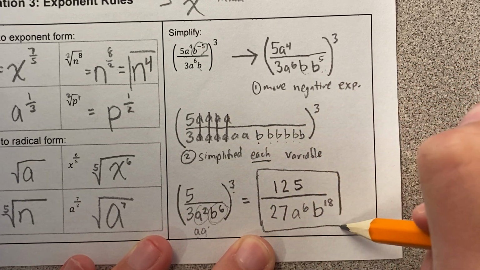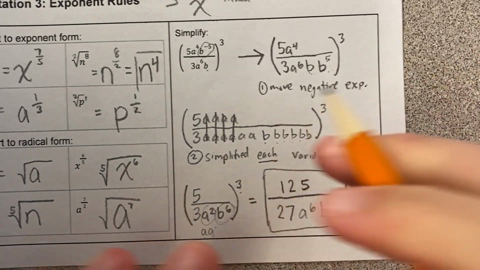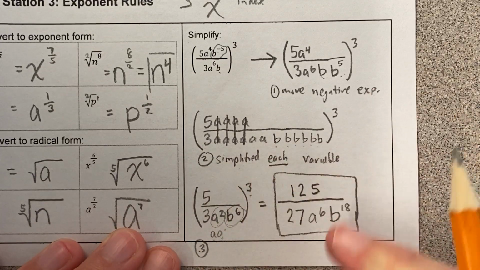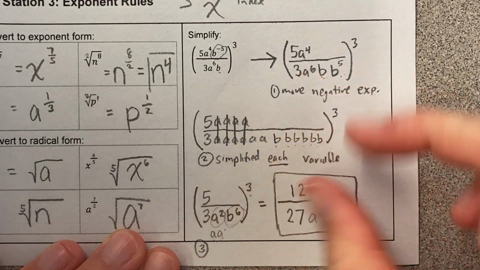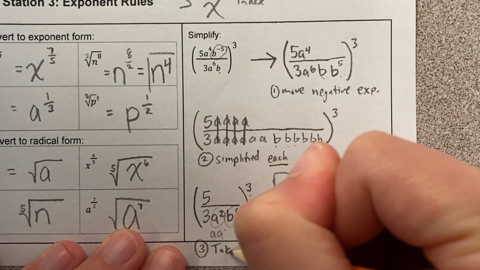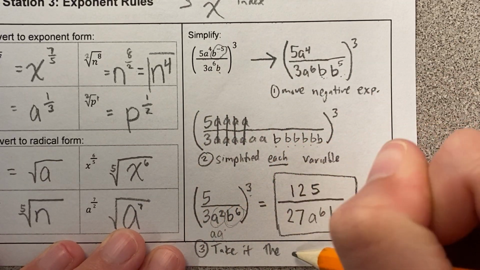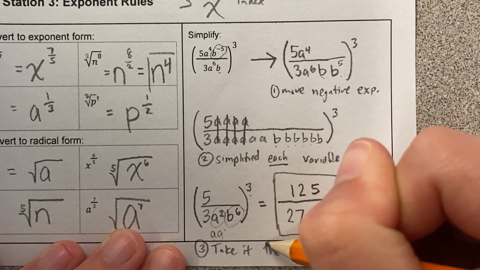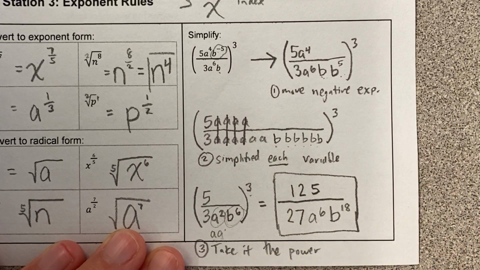Okay, and if you can do each of these steps, right? You can do each of these steps: first, move any negative exponents, then simplify what's inside and simplify each variable, and then take it to the power. If you can do these 3 steps, you can do any of the questions that are on the test.